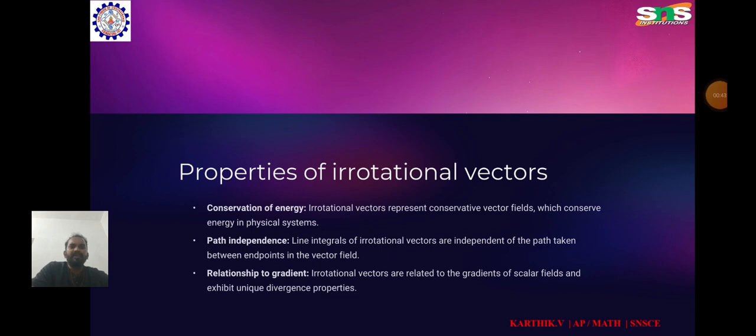Properties of irrotational vectors. Zero curl. The defining property of irrotational vectors is that their curl is 0 everywhere in the domain. Mathematically, this is expressed as del cross f equal to 0. Path independence. Irrotational vector fields are path independent. This property is closely related to the concept of conservative vector fields.